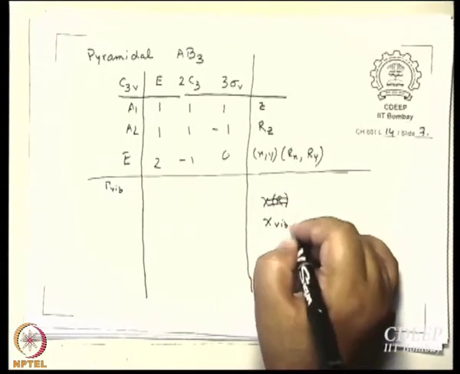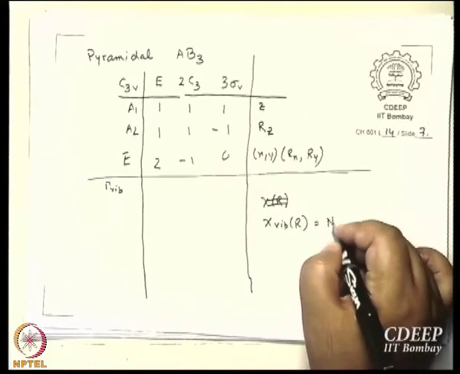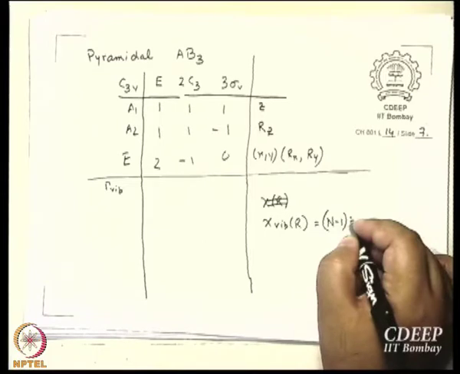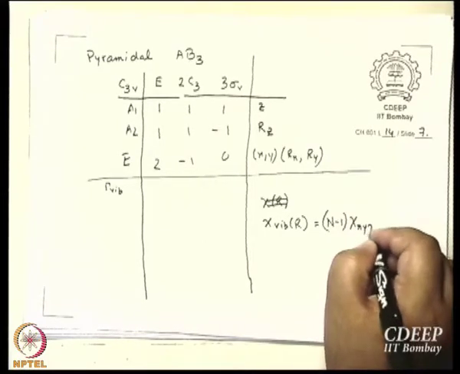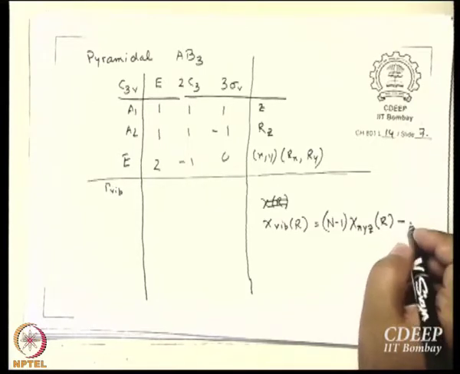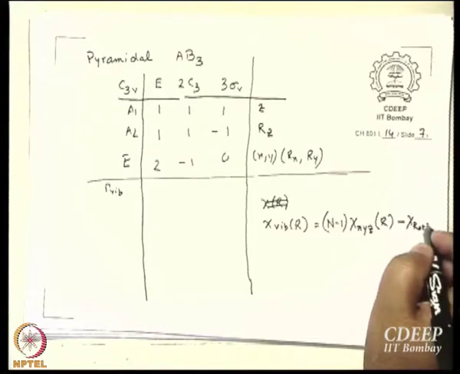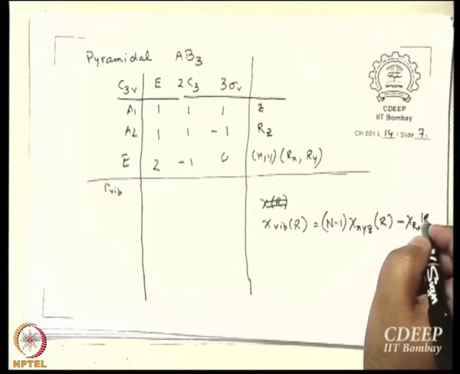Now, what will I do? I want to construct your gamma vib. How do I construct gamma vib? Remember that formula for chi of r? What is it? Chi of r for gamma vib. How do you write it? Chi vib of r is equal to n minus 1 chi xyz of r, then minus chi rot of r, so I will just write chi rot of r because I am running out of paper.